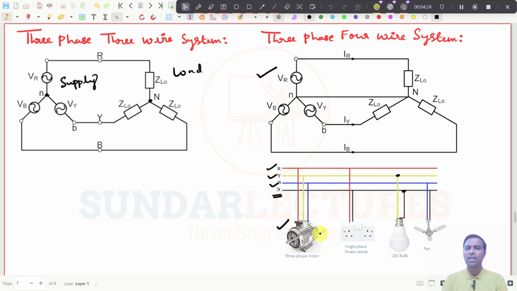See, if you want to run only an induction motor, if you don't want to run these kinds of loads, then 3-phase 3-wire system is more than enough, right? Because you don't need neutral here. But if you want to use it as a single phase system, then you should have a 3-phase 4-wire system, right? That is the difference between these two.